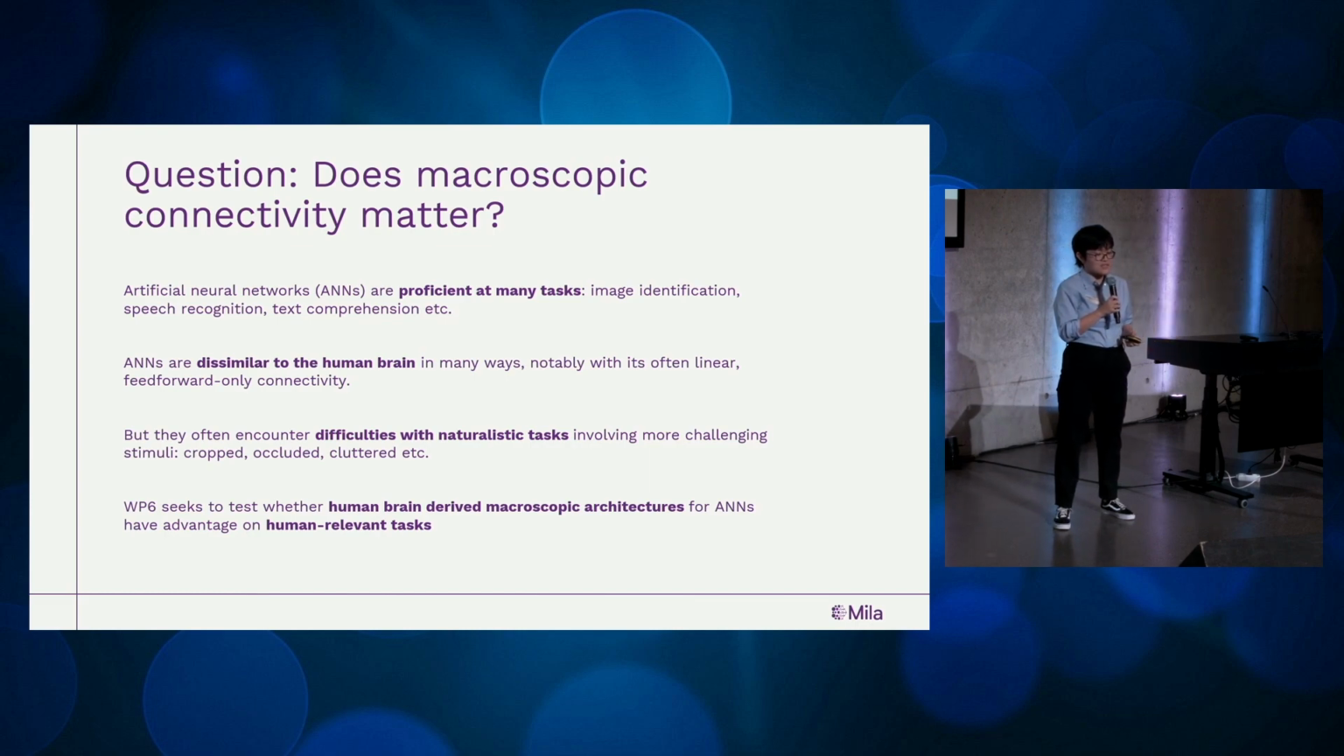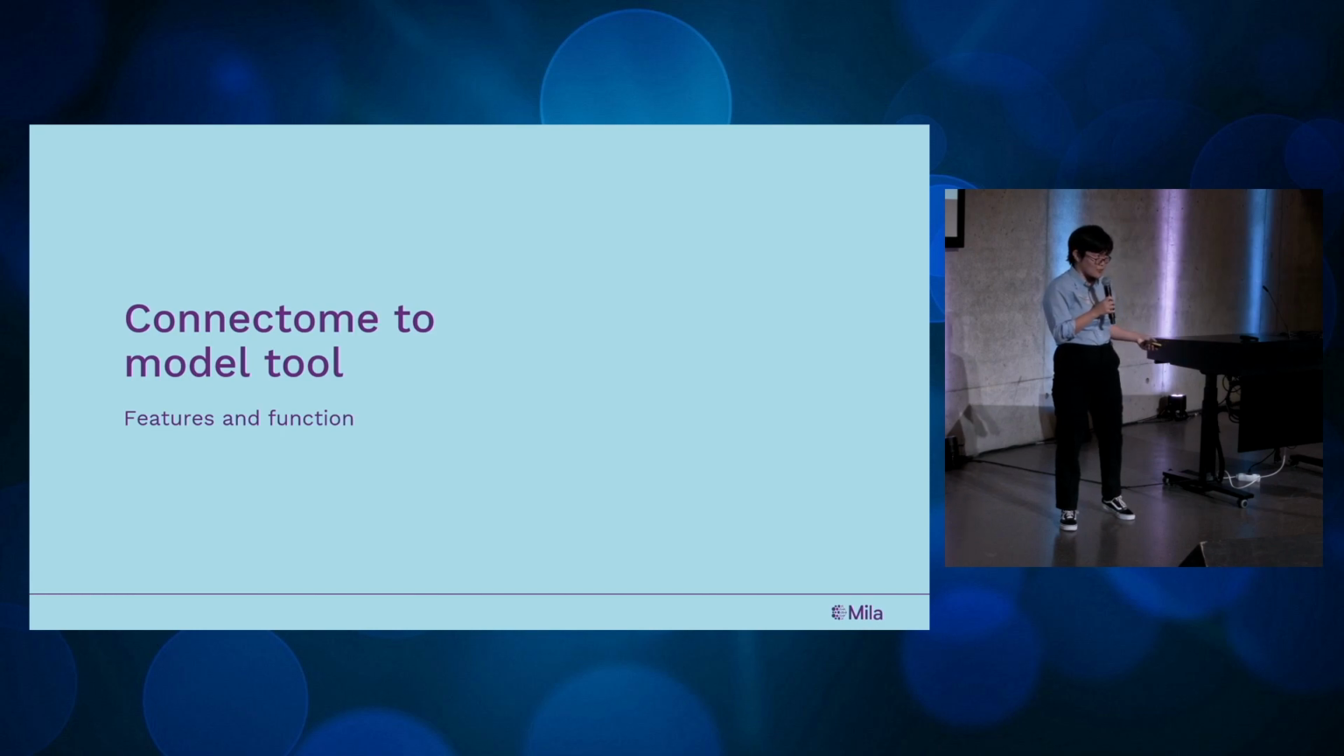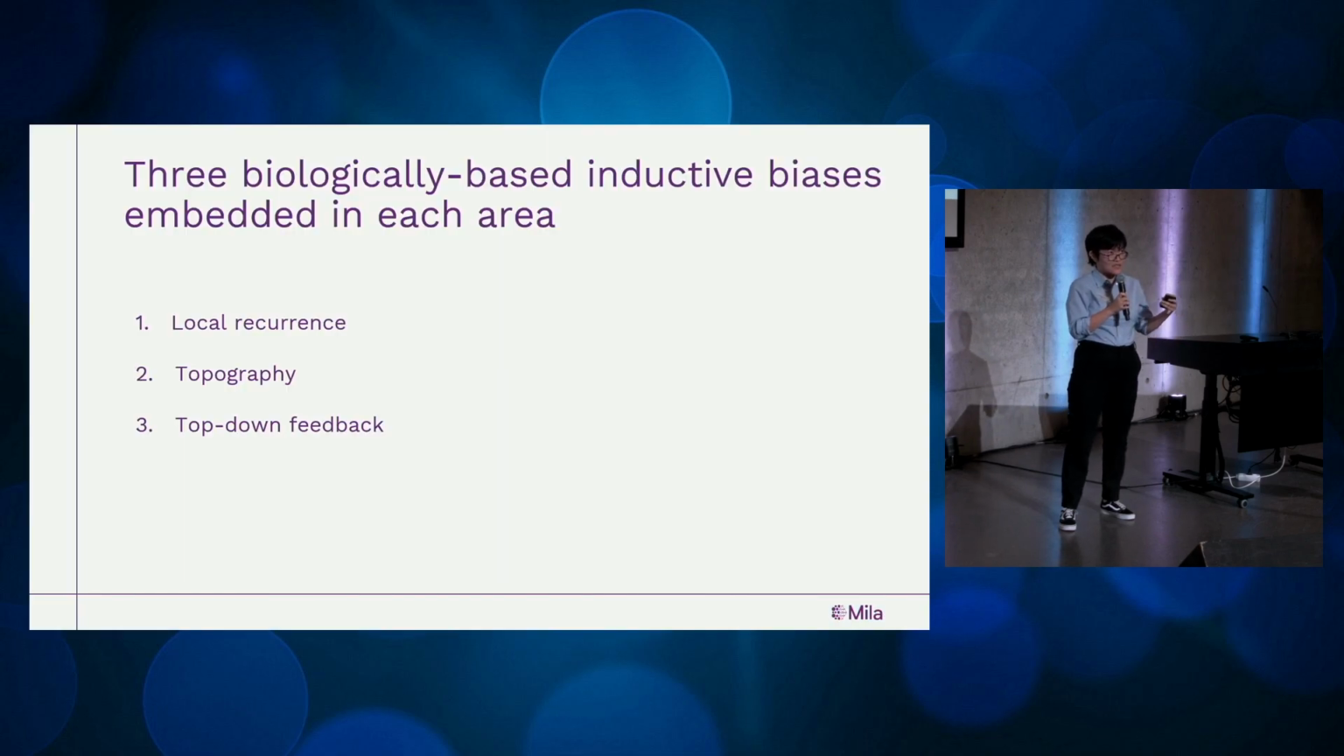So in work project 6, we wanted to test whether or not human brain-derived macroscopic architectures gave any advantage to ANNs for human-relevant tasks. So in order to test that, we want to be able to iterate. We need to be able to quickly make ANNs from multiple different graphs. So that was why we made our Connectome to Model tool, which can turn a directed graph into an ANN, and also particularly an ANN that in each layer has 3 different biologically based inductive biases as well. And these inductive biases are local recurrence, topography, and modulatory top-down feedback, each of which we'll go into.